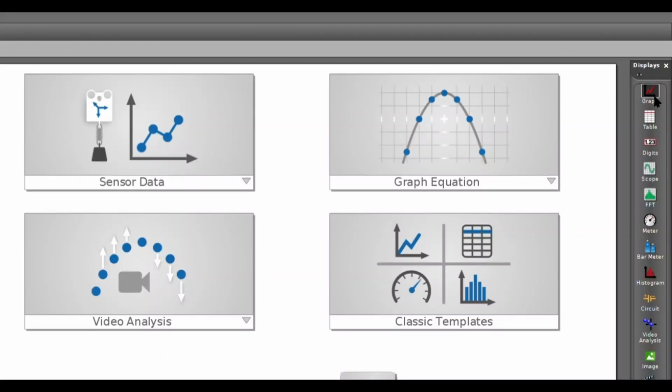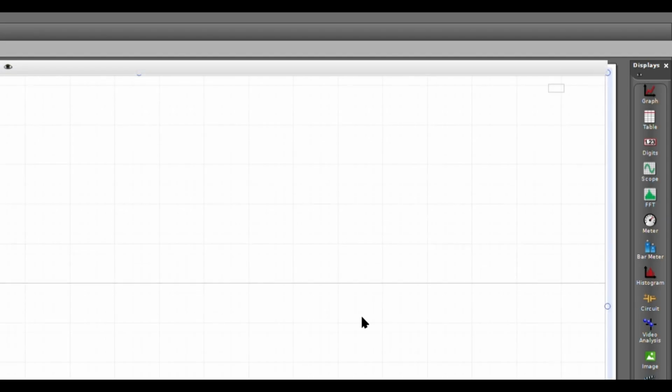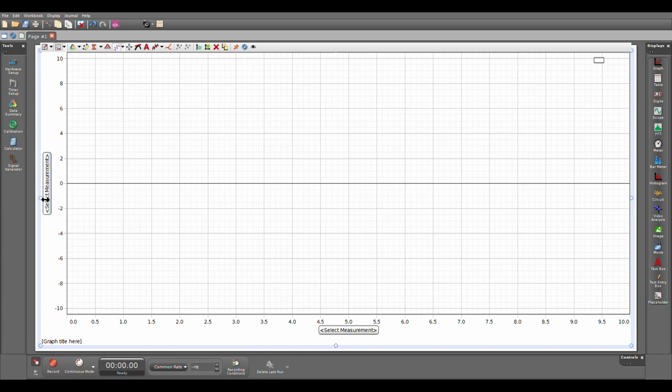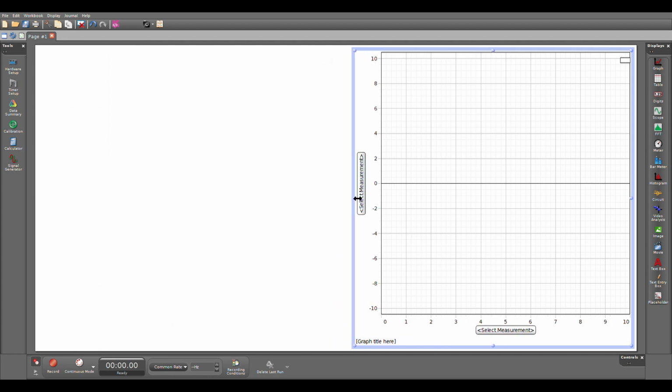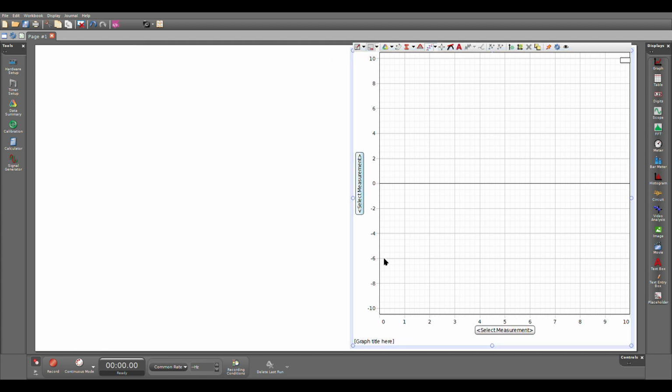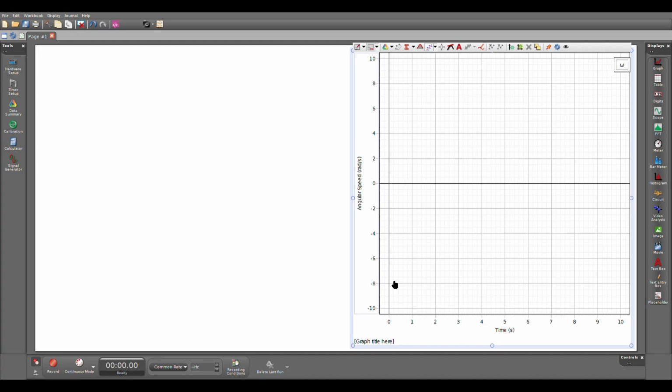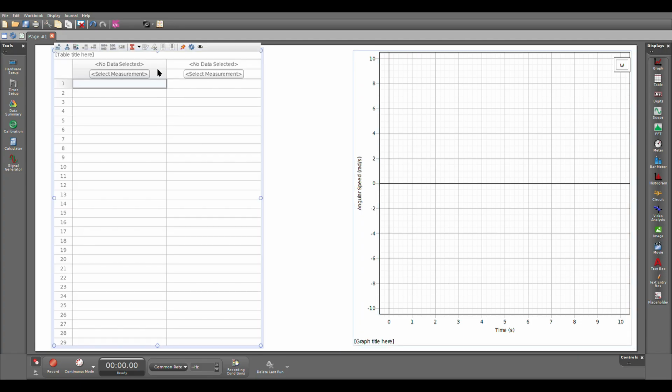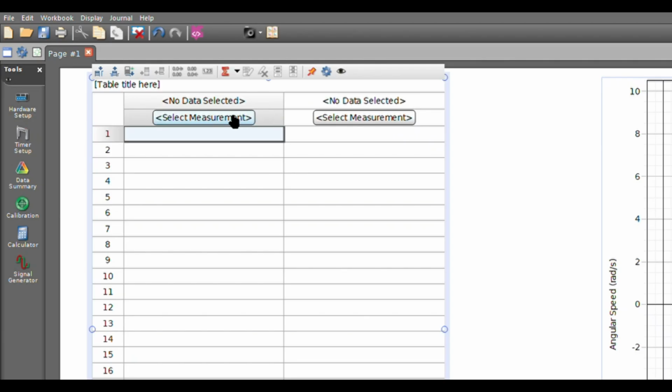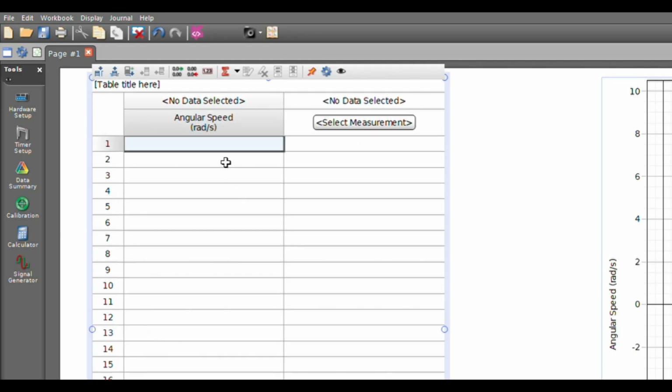And then we'll grab a graph. We'll set it over here on the right hand side. Doesn't need to be the entire screen. We just want to have something that kind of lets us know what's going on during that motion. We'll take angular speed versus time preset, and then we're going to grab a table and drag it over to the side here. And the time is largely irrelevant, but we want the angular speed to run.